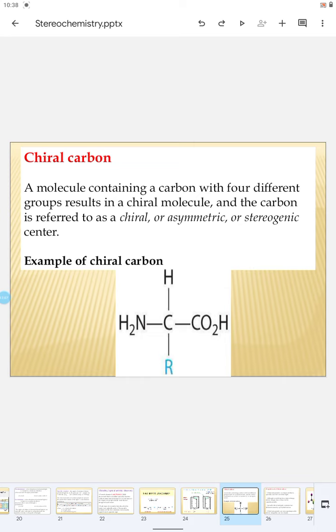Chiral carbon: a molecule containing a carbon with four different groups results in a chiral molecule, and the carbon is referred to as a chiral or asymmetric, a stereogenic center. An example of a chiral carbon is given in this picture.